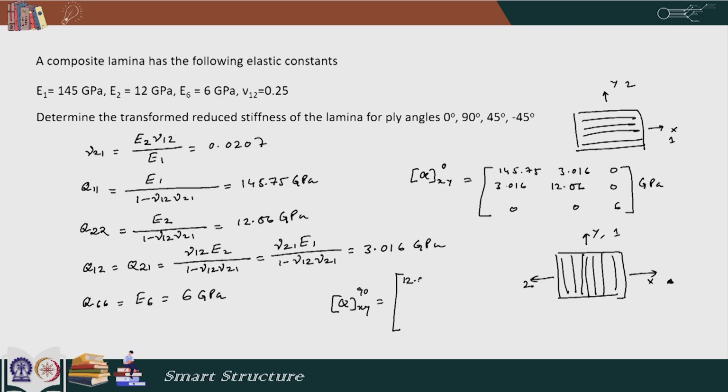So, 12.06 now goes for Qxx, then 3.016, 3.016 and then 145.75, then 0, 0, 6 in GPa. So, that is for 90-degree.